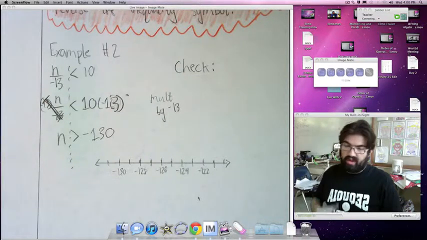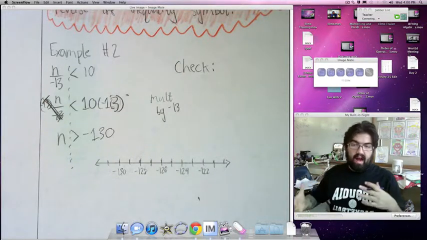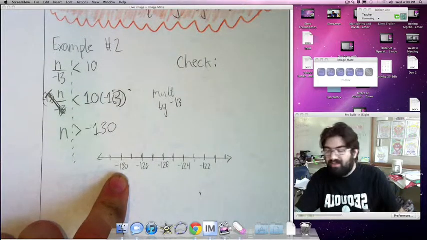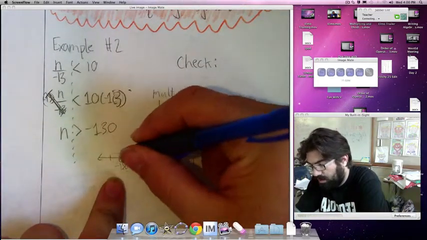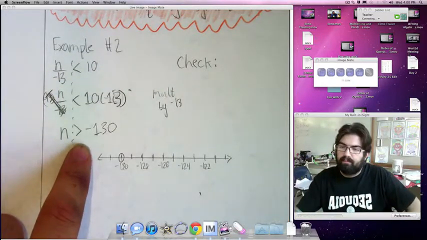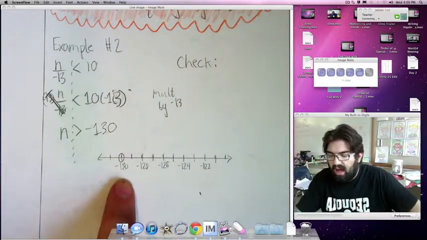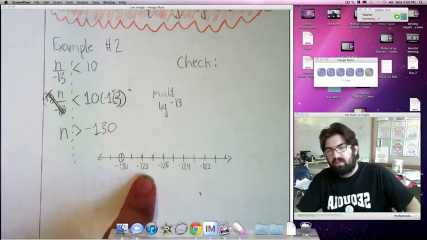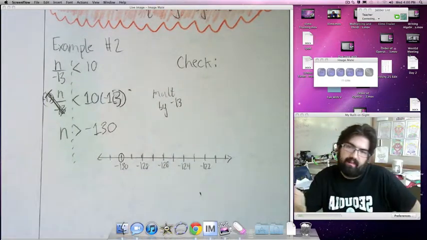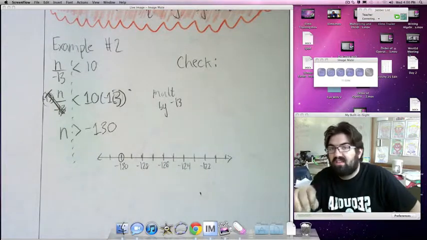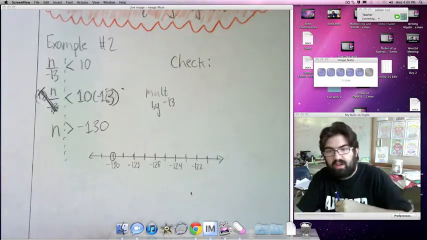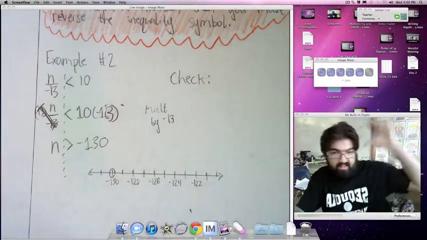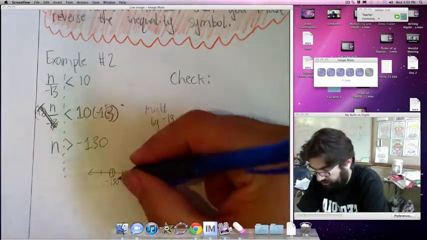Negative 130. Okay, so here's another little thing about graphing. I have to use negative 130, and it's an open circle because it's greater than. There's no equal sign. I don't have to go negative 129. I can skip every other number as long as I show that. That's okay. That's fine. But you have to be consistent about it. Here's my check. By the way, greater than? So positives are bigger than negatives, right?